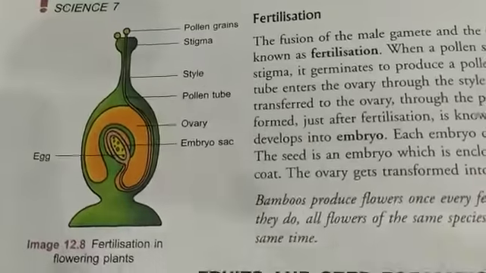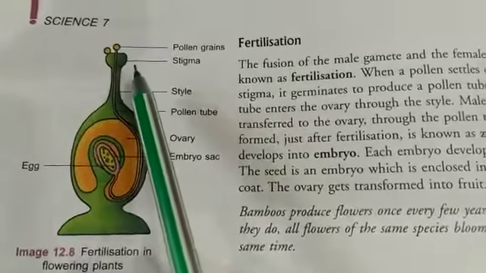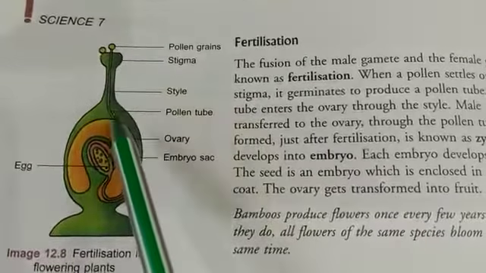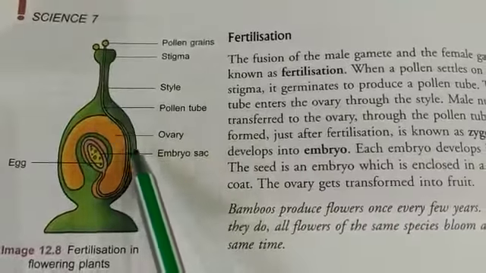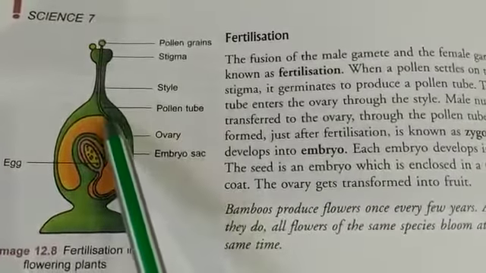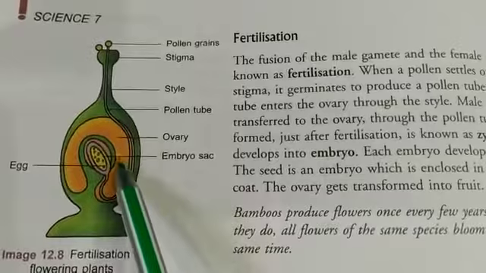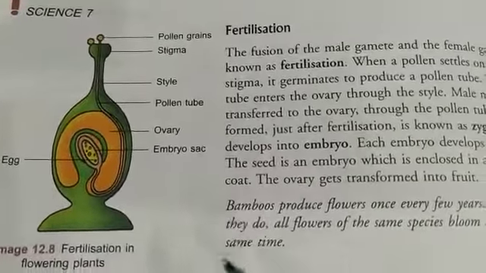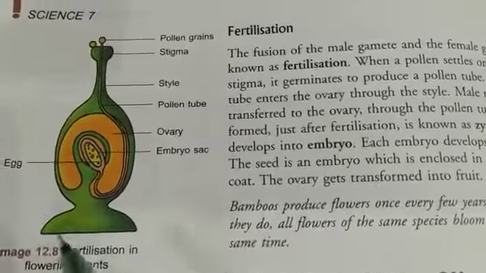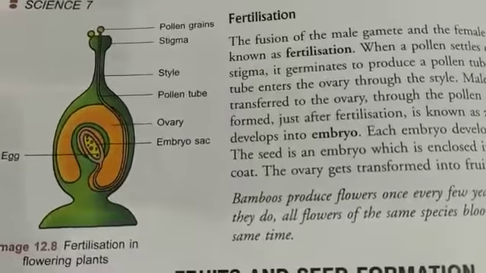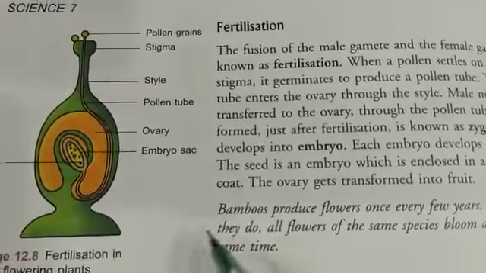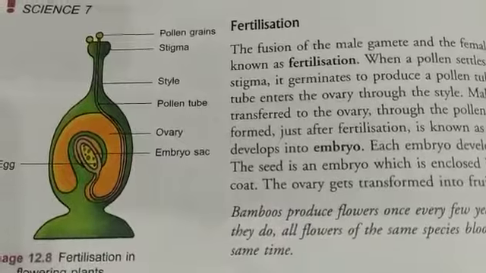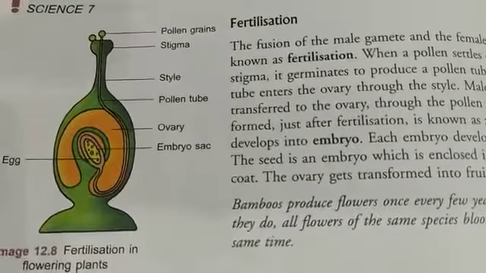Here you can see the top of the stigma, where the pollen grains settle and germinate to produce a pollen tube which enters through the style, and then the male gametes, the male nuclei, are carried to the ovary. The cell formed is known as the zygote. It develops into an embryo and each embryo develops into a seed, and the ovary becomes the fruit.